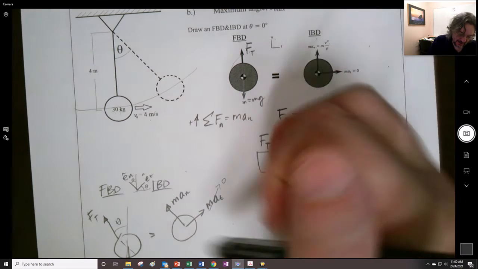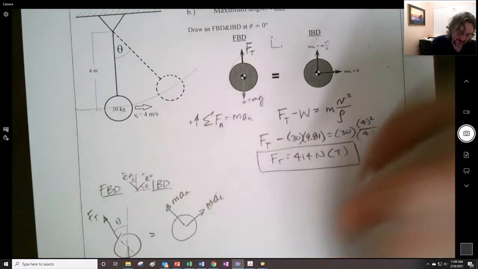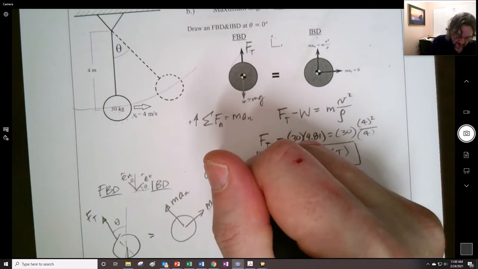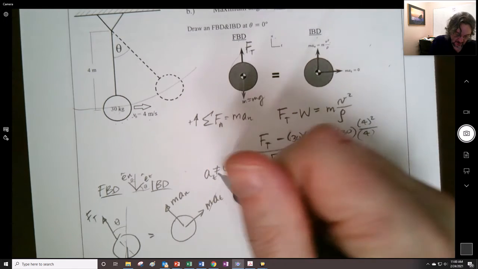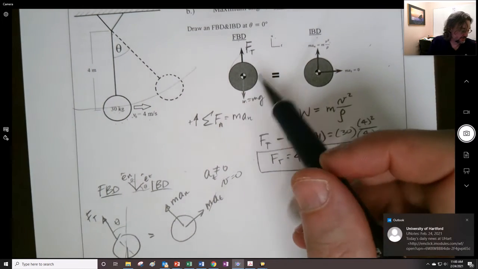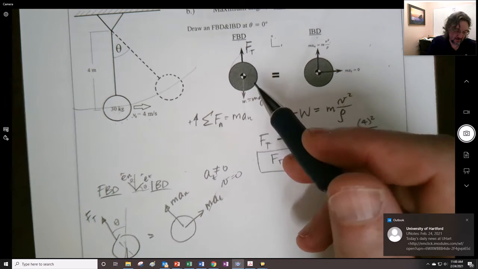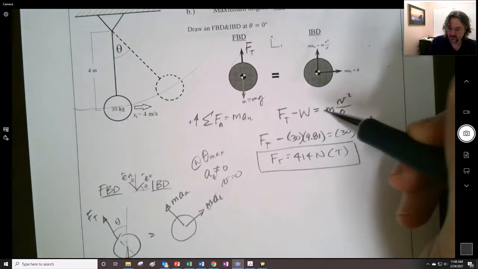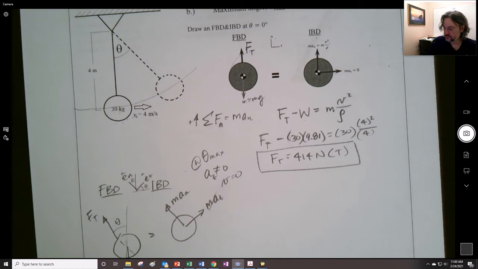Oh, sorry, acceleration does not equal 0. Acceleration is 0 down here. Acceleration is not 0 at the maximum angle, but the velocity is 0 there, right? So I'll write this out at the maximum angle right in there.